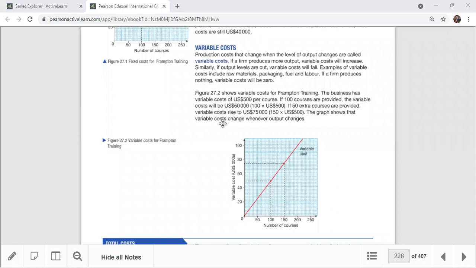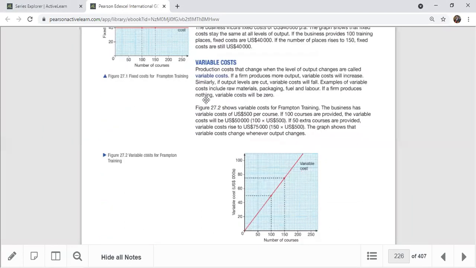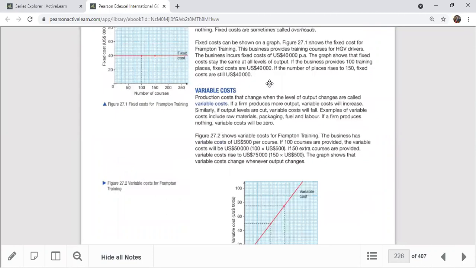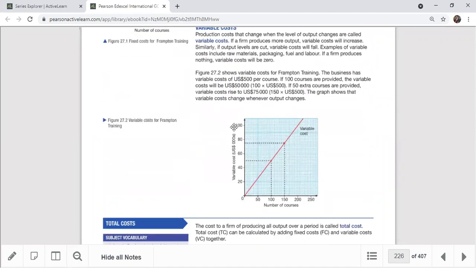So now we have discussed the definitions and examples, and how to draw the curves for fixed cost and variable cost. Basically, fixed costs are the costs that do not change with the level of output, for example insurance. Variable costs are the costs that change with the level of output, such as direct labor cost, direct material costs, and direct other expenses.